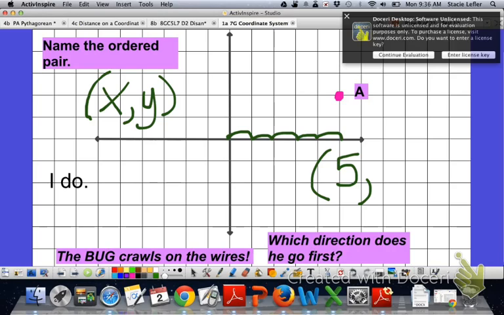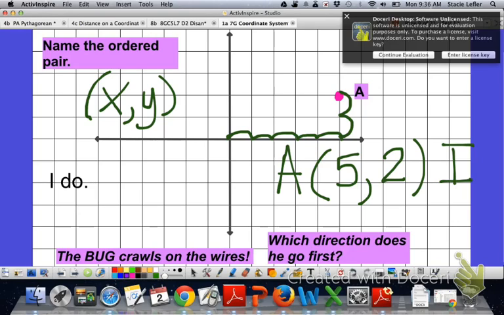Then I put it in parentheses. I have a comma. And you can think of this like a bug crawling on those wires or hopping over. And we're counting the spaces. That's important. The spaces between the lines. So at this point, I'm going to stop, turn, and I go up. Up is a positive, and I'm counting the spaces. 1 space, 2 space. So it's a +2. So the ordered pair for point A is 5, 2, and the quadrant that it is in is quadrant 1.